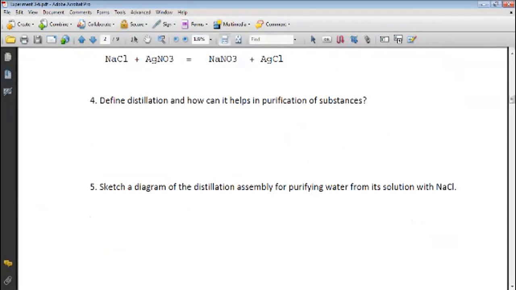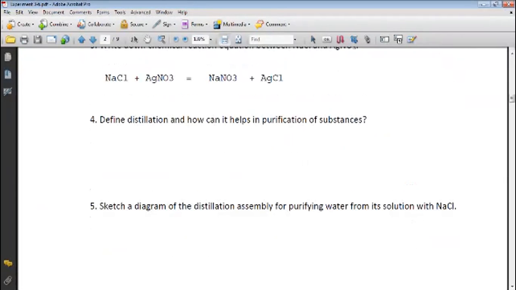Define distillation and how it helps in the purification of a substance. So can anyone of you define distillation, as you have seen, or as I have explained in this lecture as well? Anyone? The distillation. By boiling the mixture, we get the liquid out of it. Okay, so it is simply two processes.